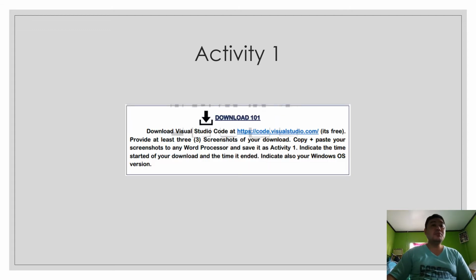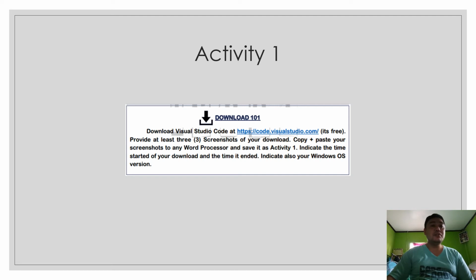For our activity number 1, it is called Download 101. Download Visual Studio Code at https://code.visualstudio.com. It's free. You must provide at least 3 screenshots of your download.